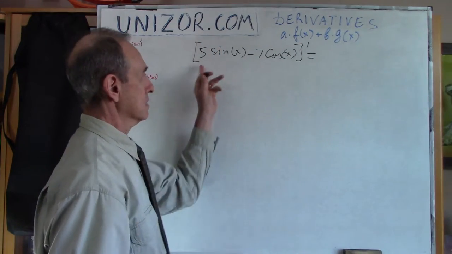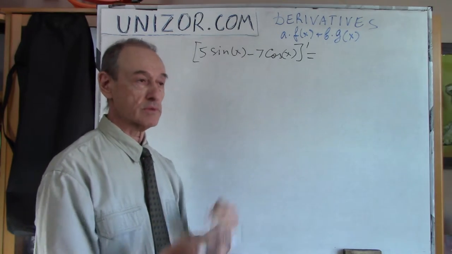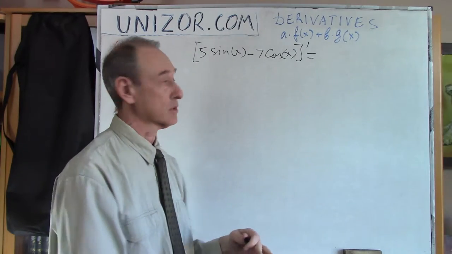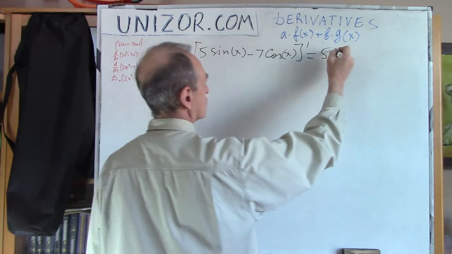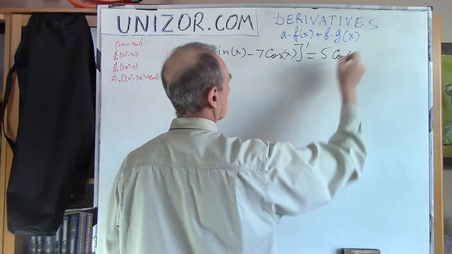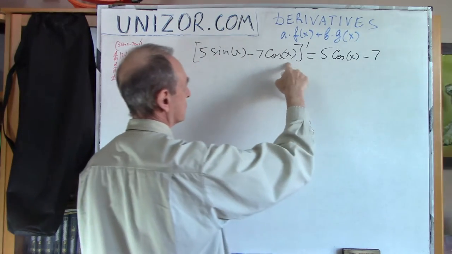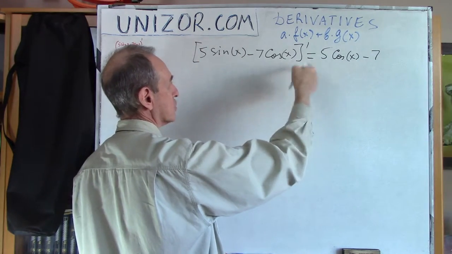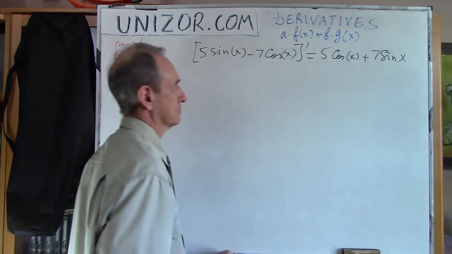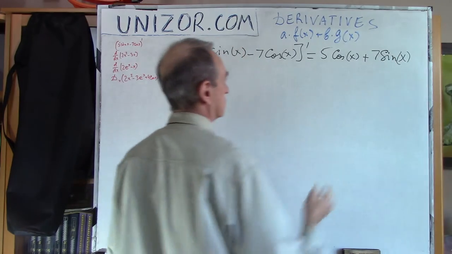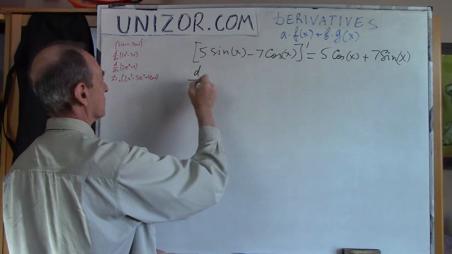Well, again, this is linear combination of the functions. So we know that the derivative of linear combination is linear combination of derivatives. So it's 5 times derivative of sine, which is cosine, minus 7 times the derivative of cosine, which is minus sine, so it's plus sine of x. That's it.